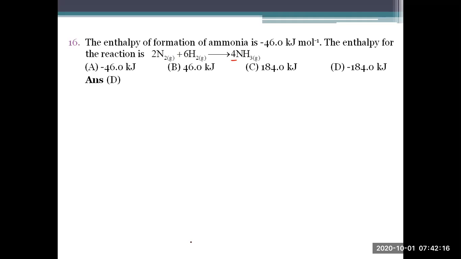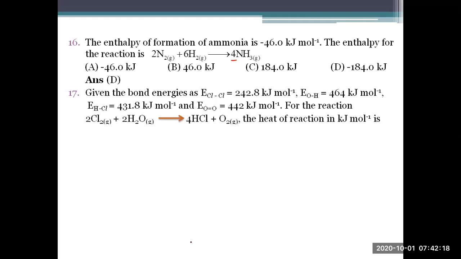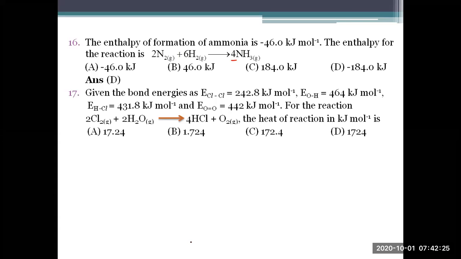Sir? One problem which we have worked out. Come on, you can go through. They have given bond energies of Cl-Cl, O-H, H-Cl, and O double bond O. They are asking us to calculate the enthalpy of the reaction given there. Again, chlorine is there, but in the place of CH3Cl, there is water. Sir, doubt, sir. Ask me, please. In the 16th one, it should be positive, no, sir, for reactant.